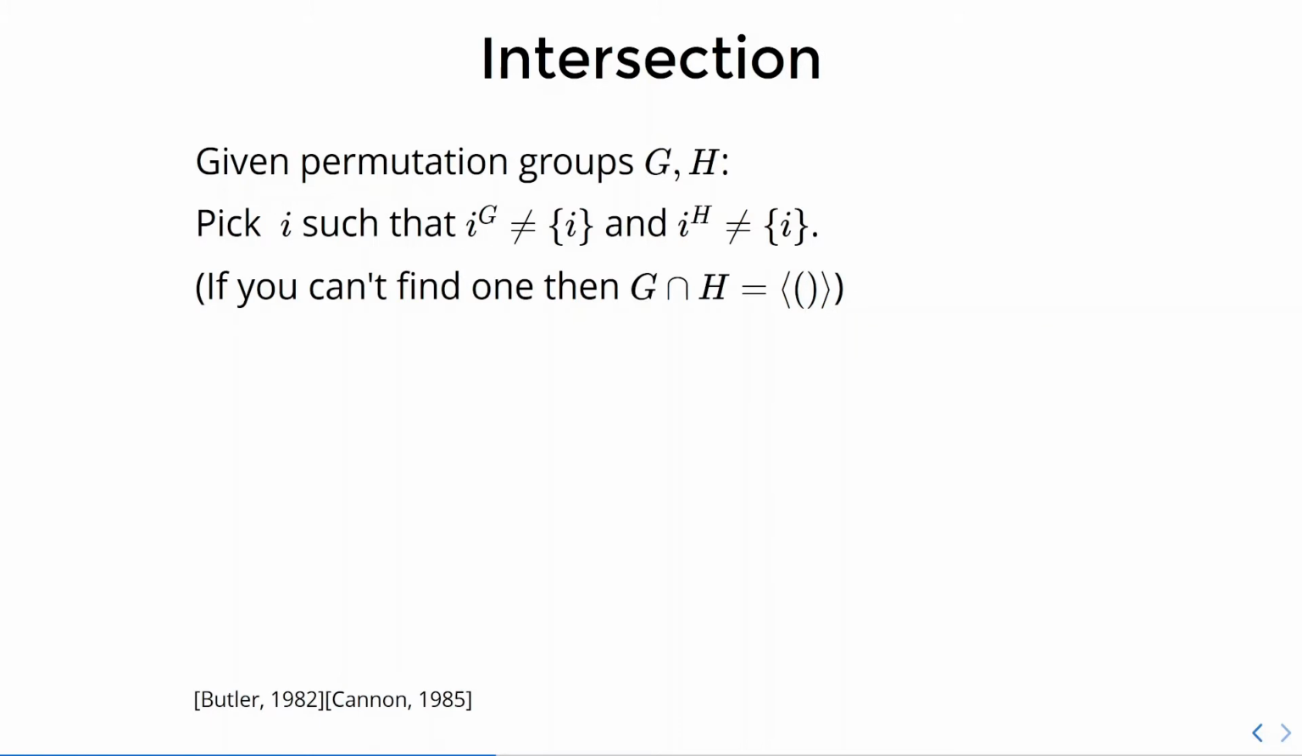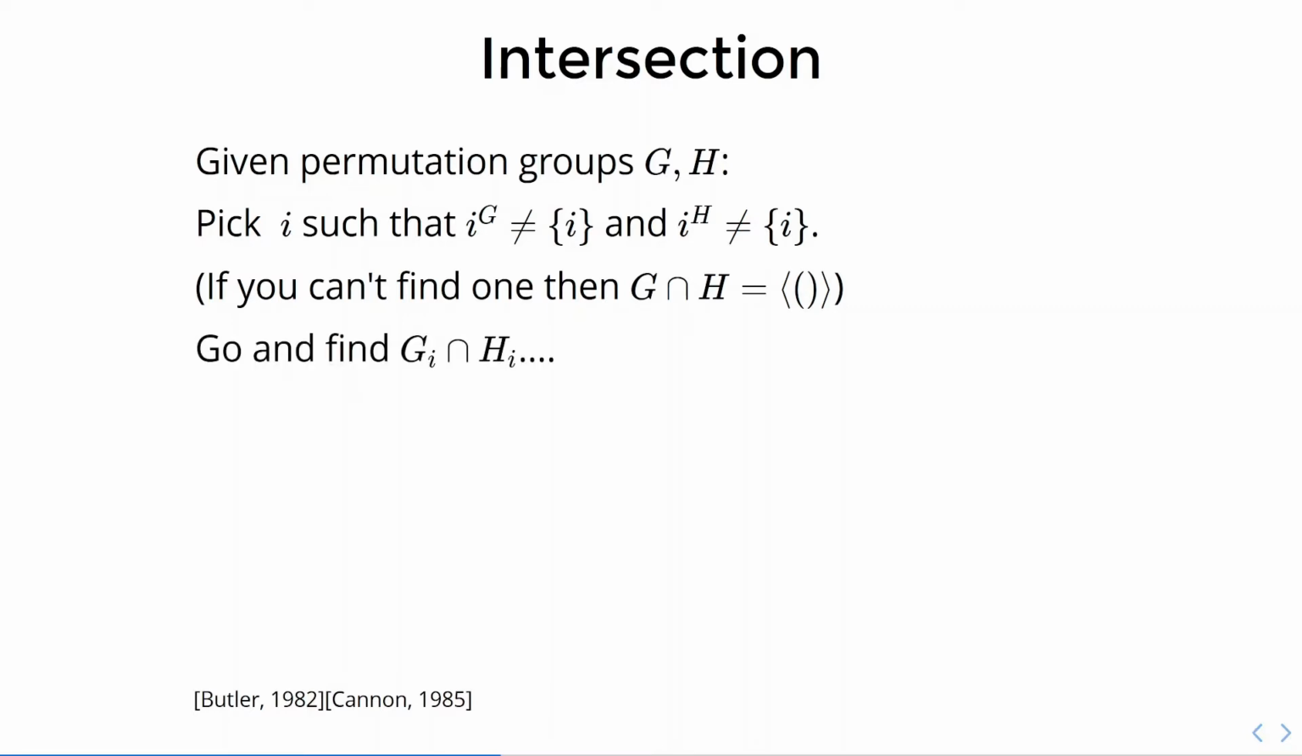So now I'm going to go over how group theorists would traditionally think about doing intersections, assuming we know about base and strong generating sets. We have our two permutation groups G and H. We pick an integer I such that G doesn't just map I to itself and H doesn't just map I to itself. If for every integer either G only maps it to itself or H only maps it to itself, then G intersect H can only contain the identity permutation, because for every number either G doesn't send it somewhere interesting or H doesn't send it somewhere interesting.